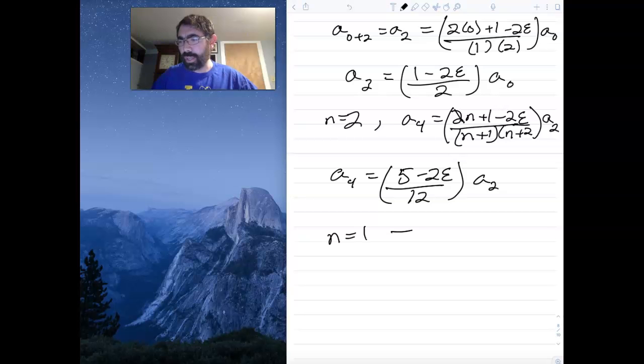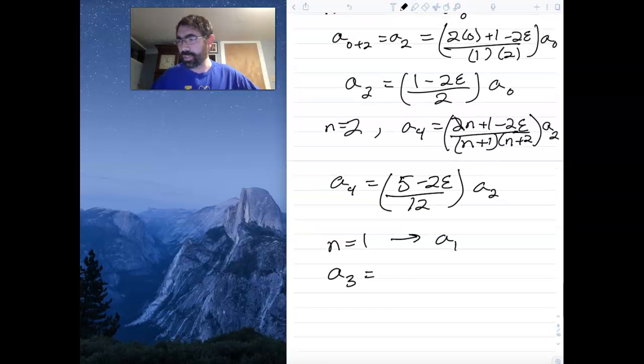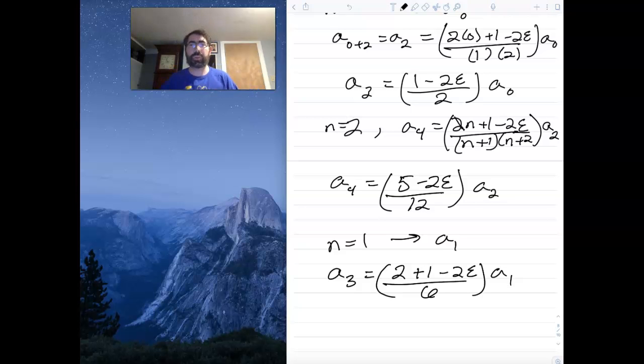The same thing is true now with the odds. If n equals 1, I have to declare what A1 is. But now, A3 is going to be, so 1 plus 2 is 3, so now n is 1. So we get 2 plus 1 minus 2 epsilon over 2 plus 3 is 6, times A1. And now I can work my way up to get that coefficient. So we're going to do that in a little while.